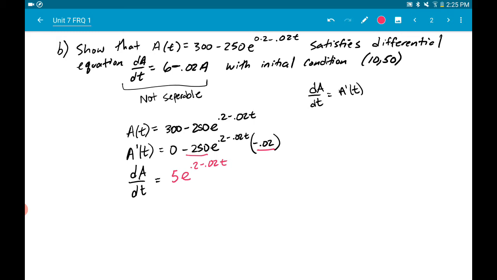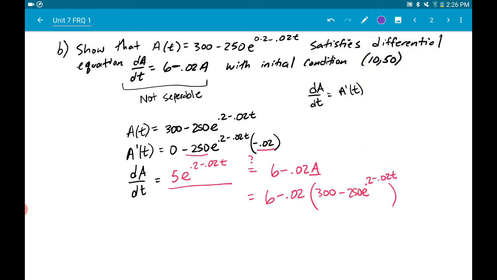And so I interpret the question as we really need to show that this is equivalent to this. If we can show that, because that's what it tells us to show, then we're done. So if I rewrite this over here, it's really 6 minus 0.02 times A, but A was given to us as 300 minus 250e to the 0.2 minus 0.02t.